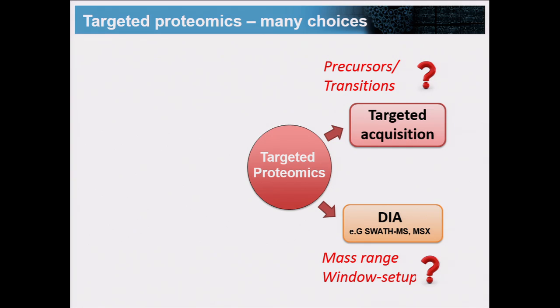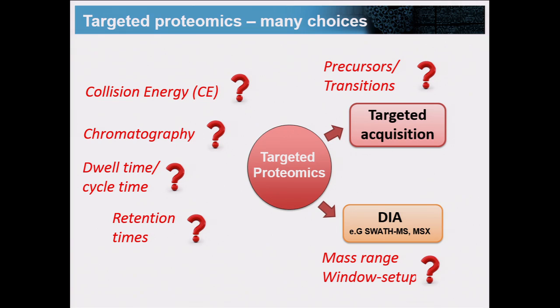But also there, you already have to face certain choices, such as what mass range would you like to cover, how would you like to set up your windows, etc. Most of the talk we're going to focus on SRM, but sometimes I'm going to make comments about PRM and SWATH, and these topics will come back a bit later. But even in the world of SRM or PRM, we are already faced with a lot of other questions, other parameters that we need to think of.